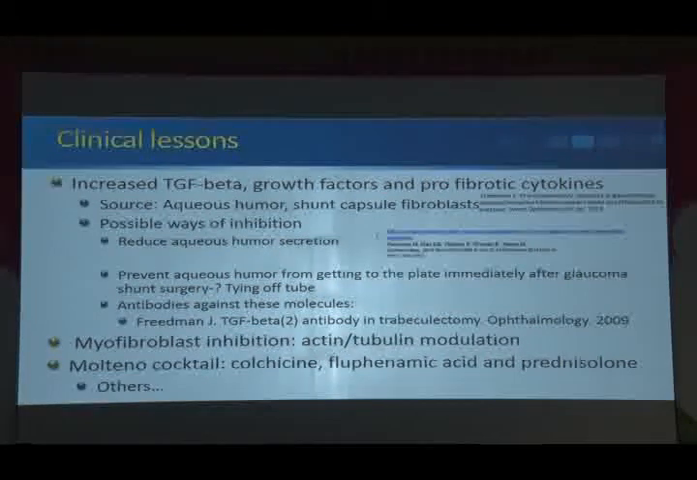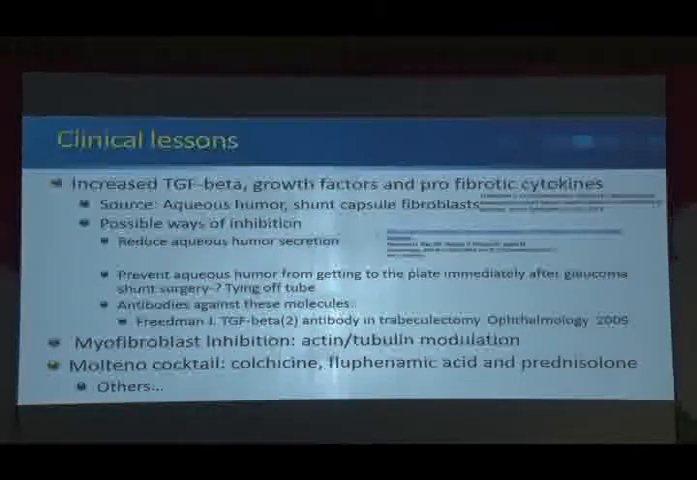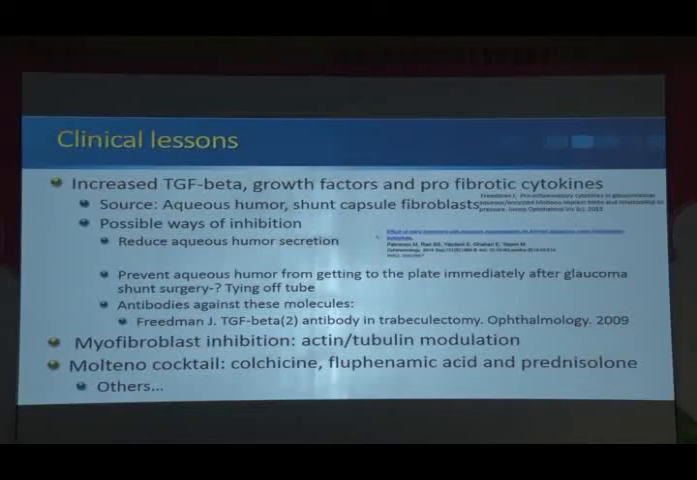So the other possibility, can we tie the tubes off and prevent the aqueous from forming, getting the more TGF-beta in? The answer is yes and no, because once you have secondary aqueous coming, you really can't stop the TGF-beta production. You know, it's a constant thing, but it's possible.